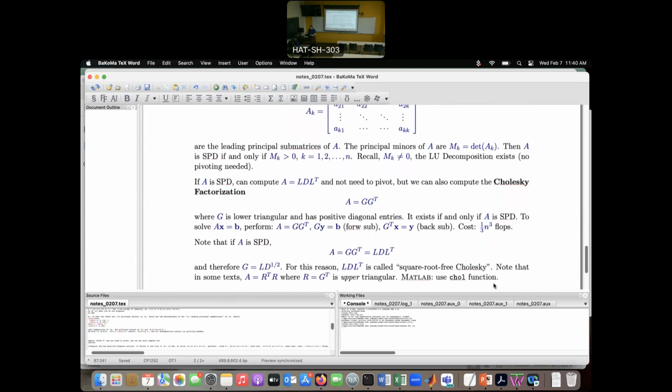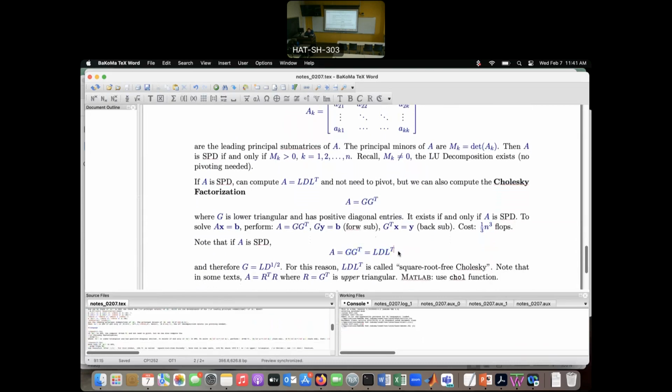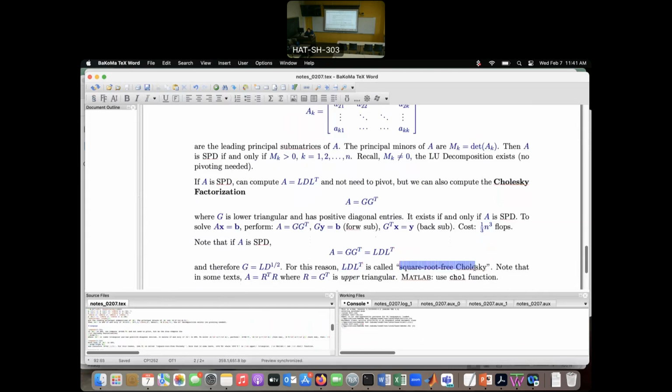Now, there's a strong connection between the Cholesky factorization and the LDL transpose factorization. If I equate these two, then I can say that G is equal to L times the square root of D. Now, D is a diagonal matrix, so in this case, taking the square root is easy. All you're doing is taking the positive square root of the diagonal entries. So informally, the LDL transpose factorization is called square root free Cholesky.